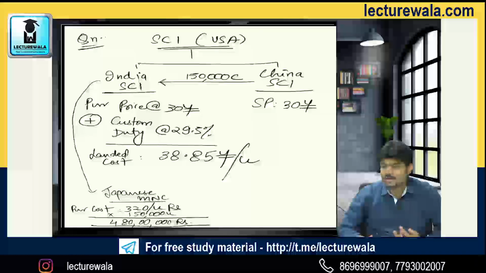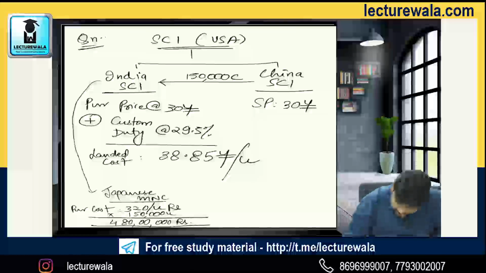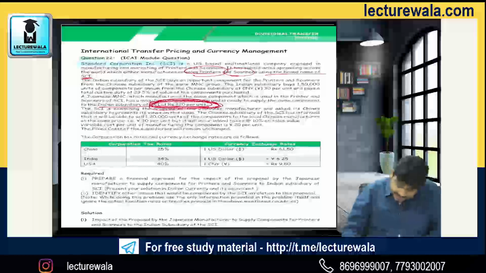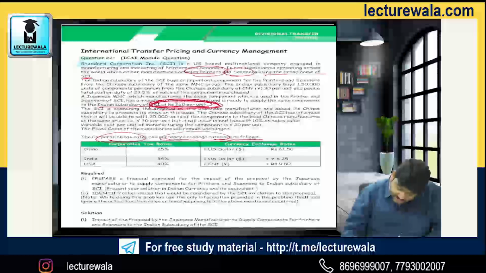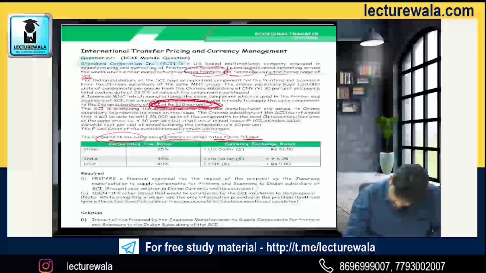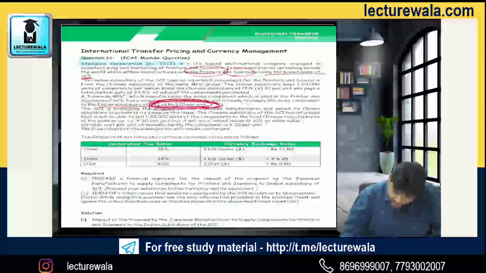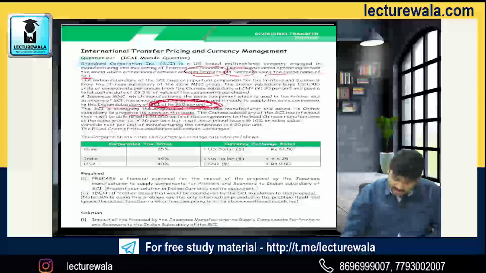Can I say we'll have to calculate and see, no? Yes. Wherever we are getting cost benefit, we'll use that, right? Yes. Okay, continuing. The corporation tax rates and currency exchange rates are given. SCI is examining the proposal of Japanese manufacturer and asked its Chinese subsidiary to present its views on this issue.